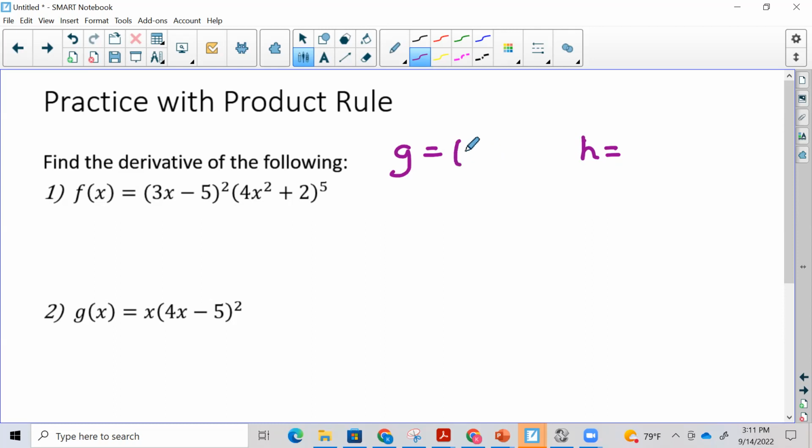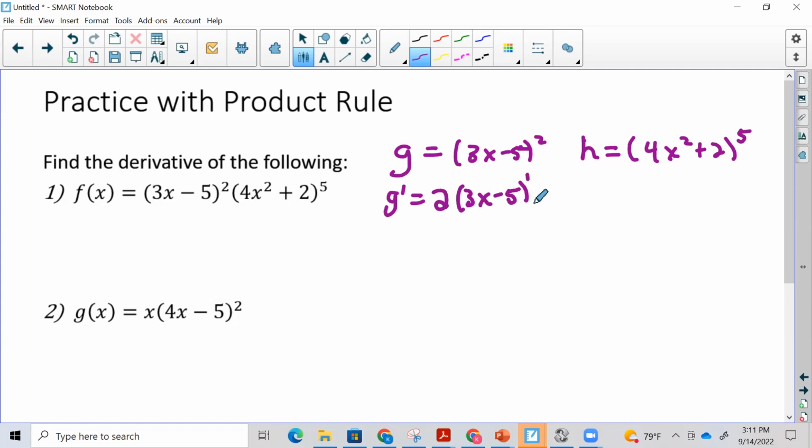So you get g of x is 3x minus 5 squared. And then h of x is 4x squared plus 2 to the 5th. And then for these, we have to use the chain rule. So we do the derivative of the outside. We bring the 2 down and we keep the inside the same. And then we do 2 minus 1, which is 1. And we multiply by the derivative of the inside. So the derivative of 3x minus 5 is 3.